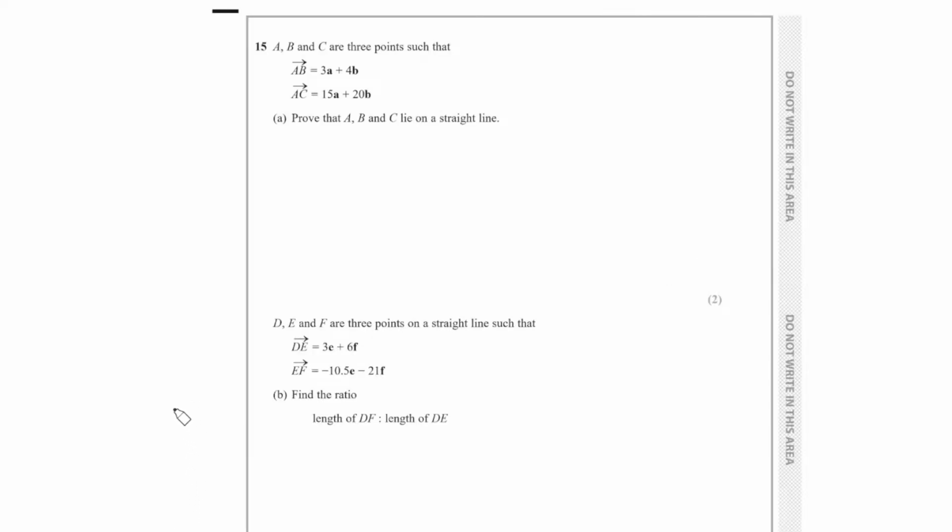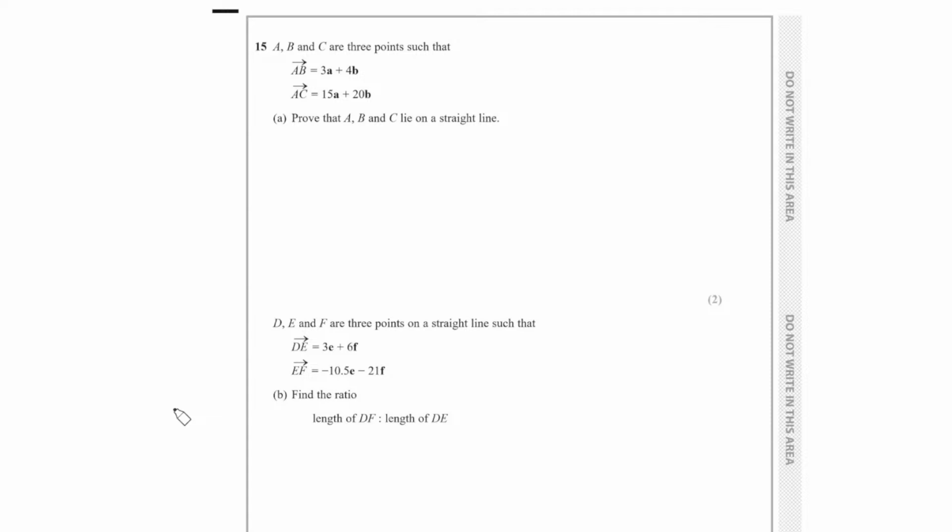Okay, question 15, we've got vectors. So A, B, and C are 3 points such that the vector A to B is 3a plus 4b, and the vector A to C is 15a plus 20b. We need to prove that A, B, and C lie on a straight line. So this is another one. If you memorize how to do it, it's the same every time, whether they've drawn it, sometimes they give you a drawing, don't they, an actual shape, or in this case, whether they've just told you the numbers.